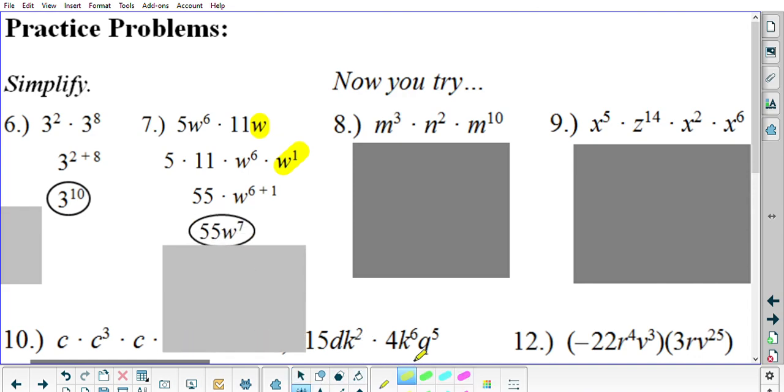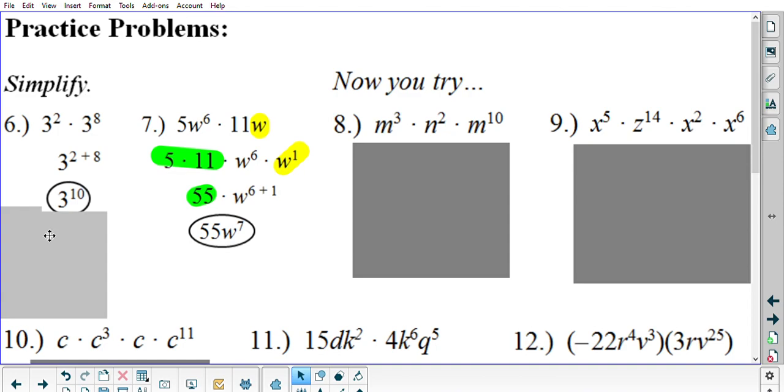The 5 times the 11, they are not like bases, but they're just whole numbers. We can multiply them together and get 55. And that is why this simplifies to 55 times W to the 7th power.